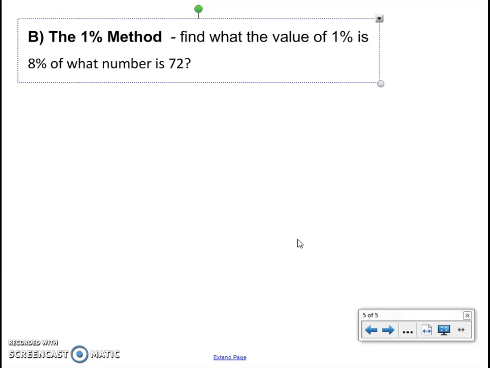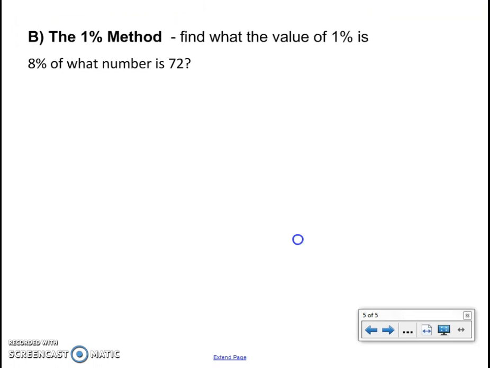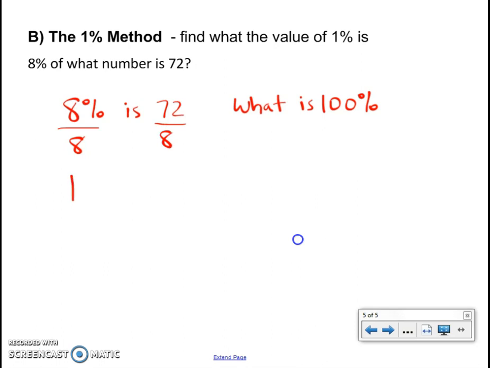So the 1% method, if I'm going to be finding 8% of what number is 72, let's get back here for a second, then I'm basically saying 8% is 72, and I want to know what is 100%. So if I want to use the 1% method, I'm going to divide both of them by 8 to be able to figure out what 1% is. So that means that 1% is going to equal 9. If I want to figure out what 100% is, then I'd simply take 9, multiply it by 100, and I'm going to get 900, and then I feed that back into my answer.